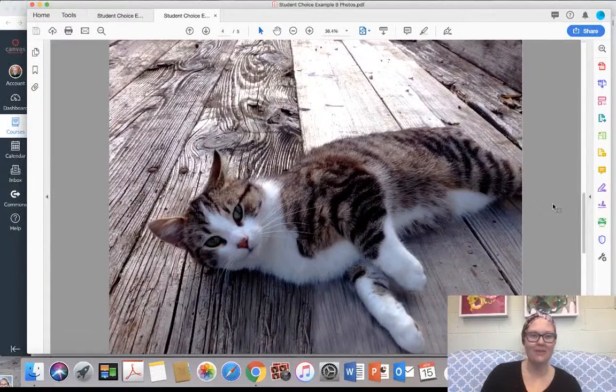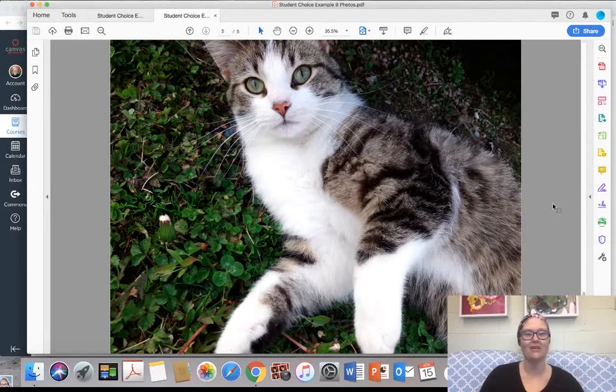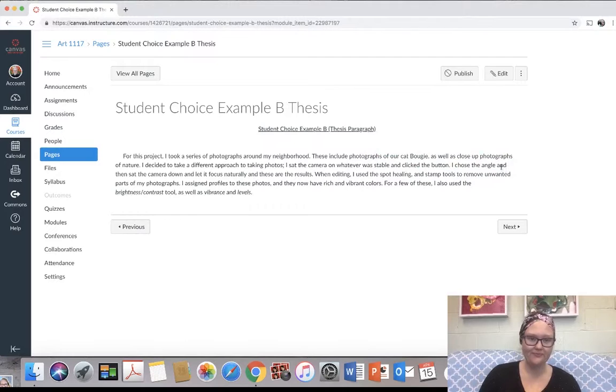I know we have a lot of animal lovers in this class, so I'm sure we'll have cats and dogs and horses and all kinds of things pop up in different people's examples. The clarity of these pictures is also really nice in both examples that I showed you.